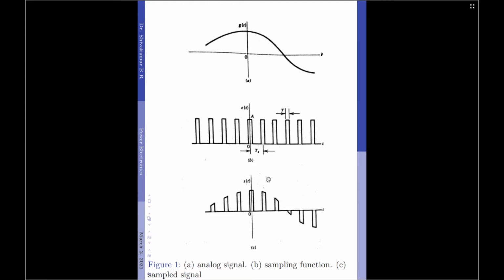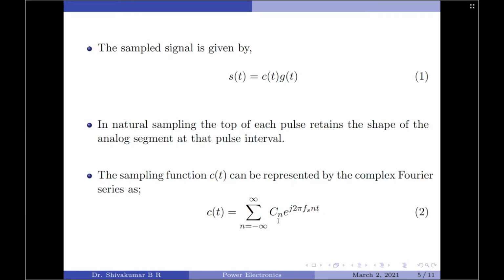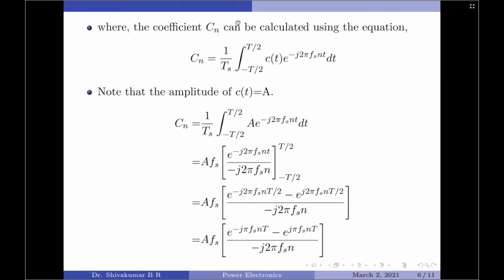Now, to continue the mathematical analysis of natural sampling, let us define c of t as a mathematical expression. This can be done by using complex Fourier series as c of t equals summation n varying from minus infinity to plus infinity Cn, which is a coefficient, multiplied by e to the power of plus j 2 pi fs n t, where the coefficient Cn can be calculated using the equation given here, that is Cn equals 1 by Ts integral from minus T by 2 to plus T by 2 of c of t into e to the power of minus j 2 pi fs n t into dt.